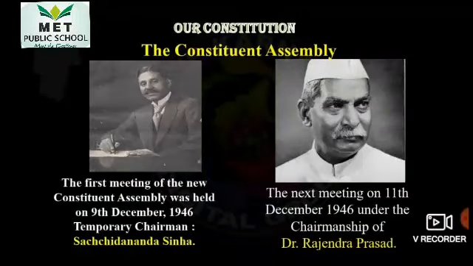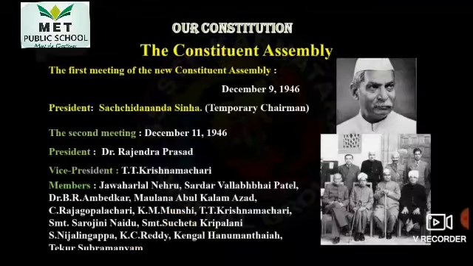Here, the first meeting of Constituent Assembly was held on 9th December 1946 under the chairmanship of Sachidananda Sinha. The next meeting was held on 11th December 1946 under the chairmanship of Dr. Rajendra Prasad. Then this Dr. Rajendra Prasad became the first president of independent India.